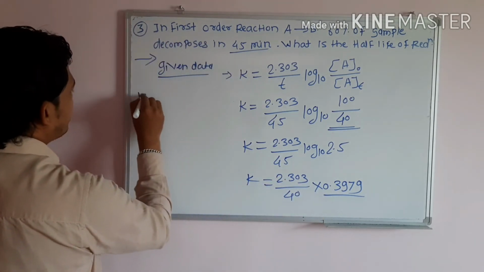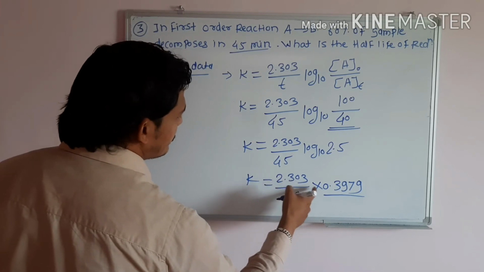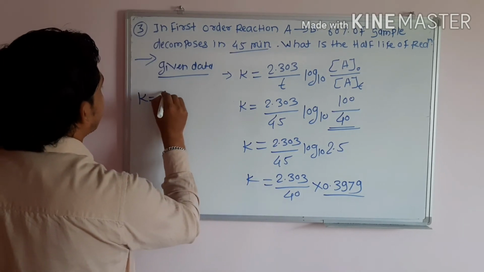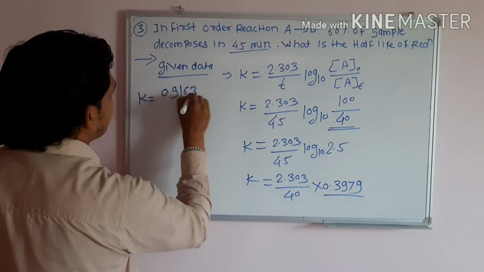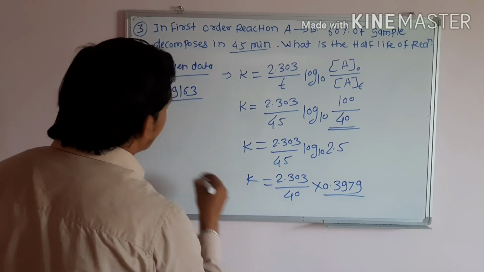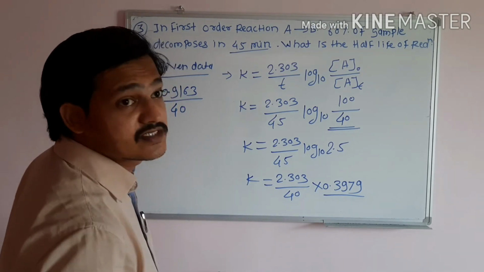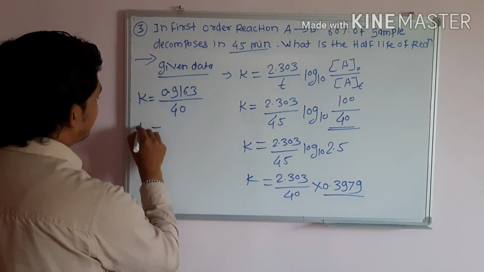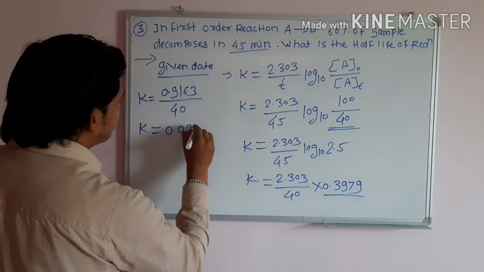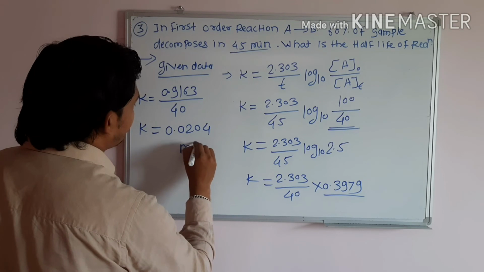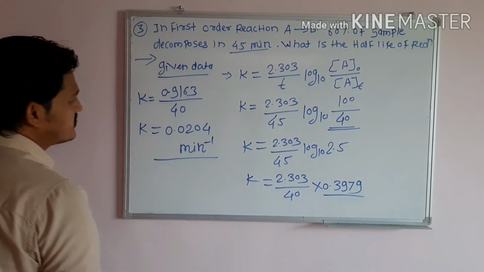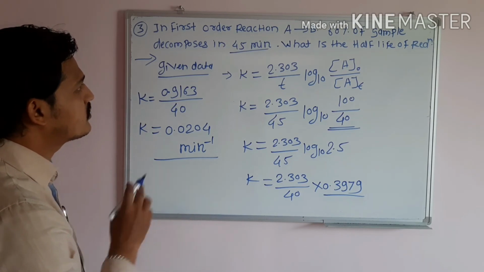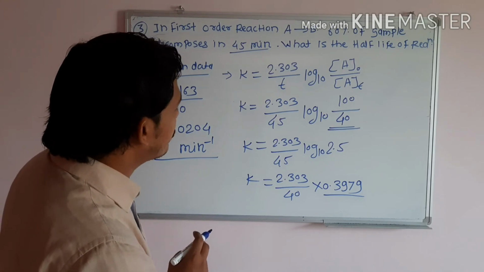Okay, so k is equal to 2.303 into 0.3979, which is 0.9163. Then 0.9163 upon 45. So the final answer is 0.0204 per minute. Okay. This is how to calculate, first of all, the rate constant k.